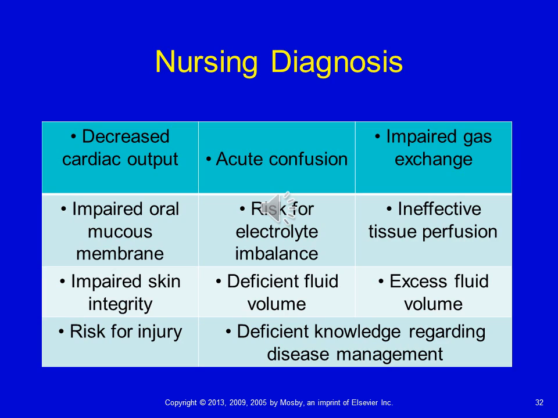Possible nursing diagnoses for patients with fluid, electrolyte, and acid-base alterations are shown on the slide. Decreased cardiac output, acute confusion, impaired gas exchange, impaired oral mucous membrane, risk for electrolyte imbalance, ineffective tissue perfusion, impaired skin integrity, deficient fluid volume, excess fluid volume, risk for injury, and deficient knowledge regarding disease management.